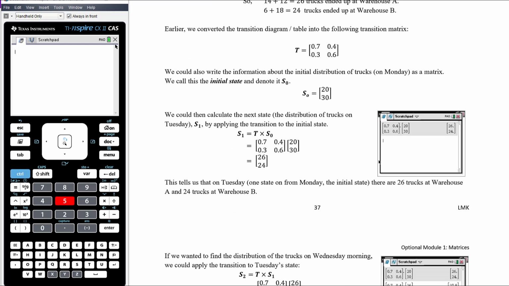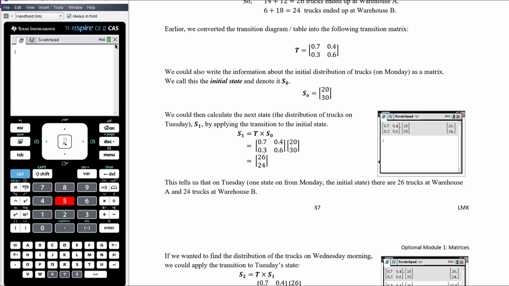We could then calculate the next state, which is the distribution of the trucks on Tuesday, called state 1, by applying the transition to the initial state. So we do the transition matrix times S0. We have to do it in that order just to get the matrix multiplication to work. This is 2 by 2, this is 2 by 1. We can't do S0 times T, that's not defined. So we multiply the transition by the initial state, okay? And that will give us the next state after the initial state.